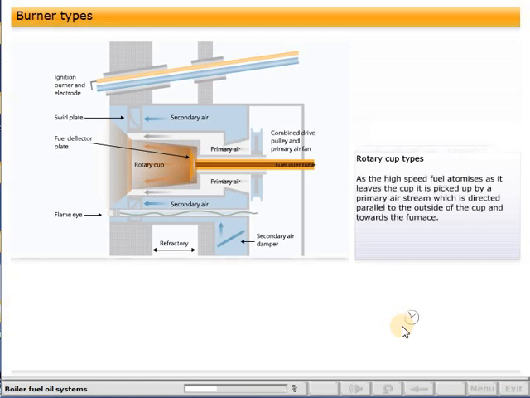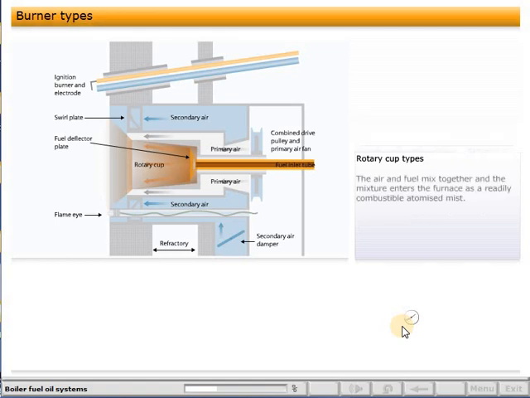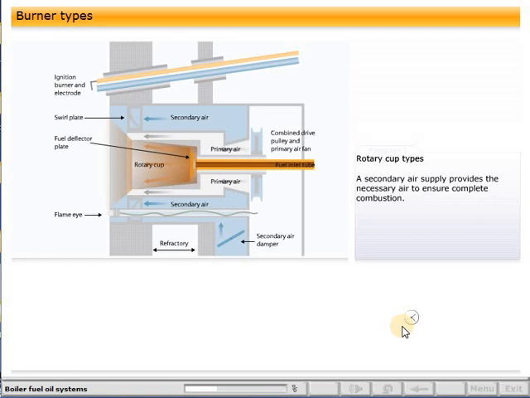As the high-speed fuel atomizes as it leaves the cup, it is picked up by a primary airstream, which is directed parallel to the outside of the cup and towards the furnace. The air and fuel mix together, and the mixture enters the furnace as a readily combustible atomized mist. A secondary air supply provides the necessary air to ensure complete combustion.